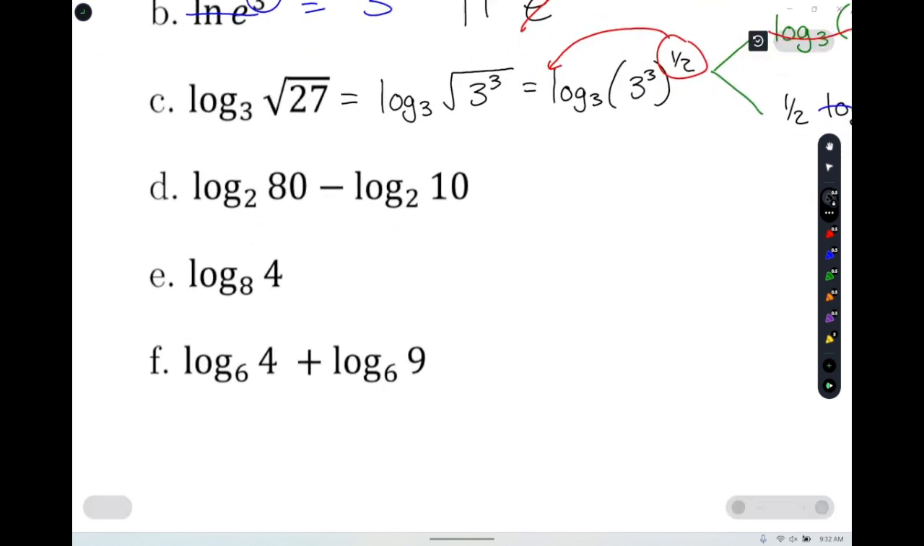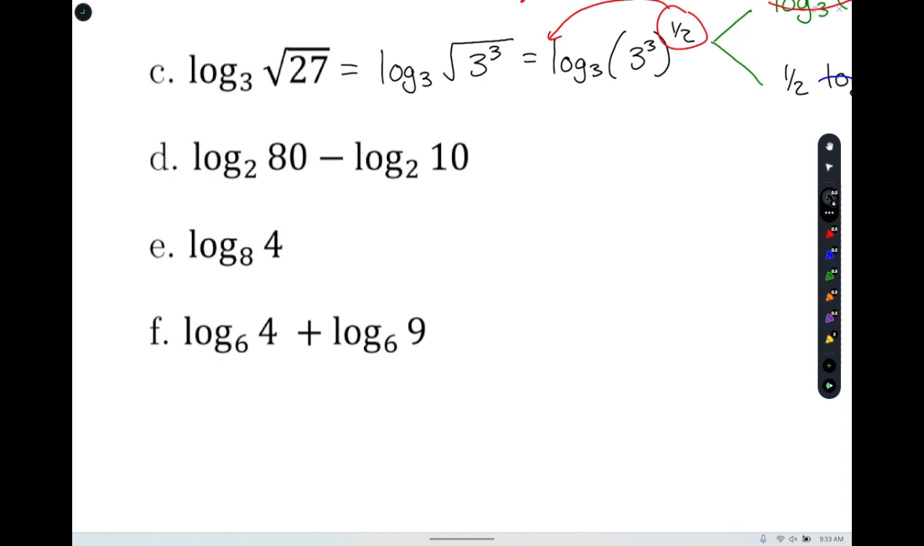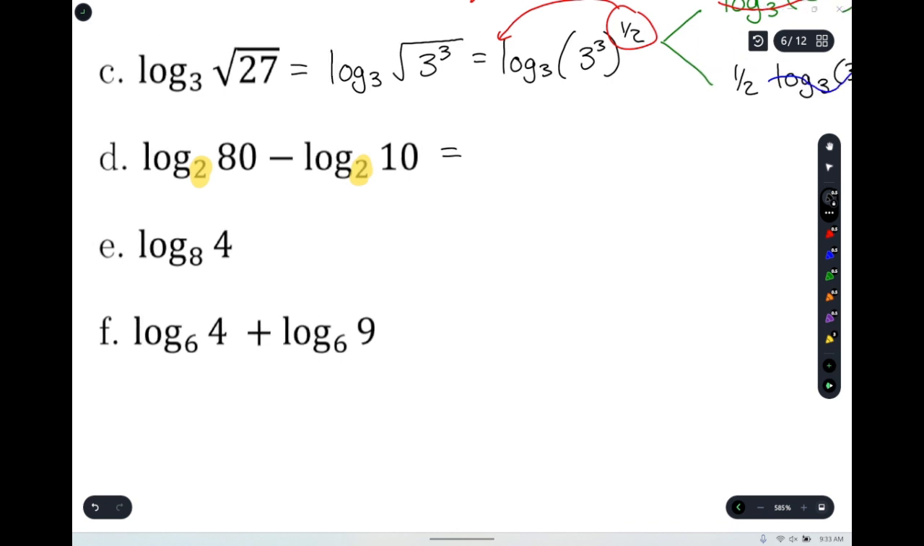You just subtract them, right? No. Subtraction on the outside turns to division on the inside, only if they have the same base. I don't want to say that rule forever, because sometime in the future they may try to trick you and you'll see 2 logs and you want to subtract them, but they don't have the same base. So that turns into log 2 of 80 over 10.